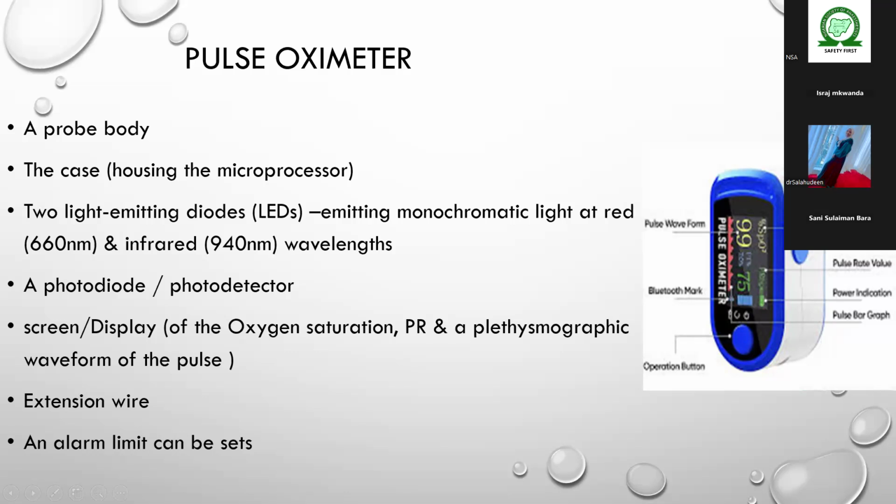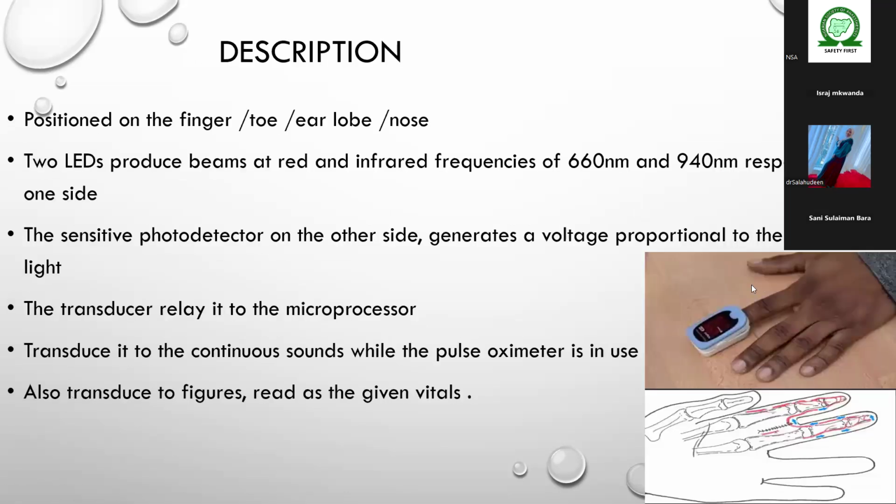So how is it used? It's positioned on the finger, usually the fourth and fifth finger because of their vascularity. It can also be placed on the toe, earlobe, or nose, where two light emitting diodes produce beams at red and infrared frequency, respectively, on one side. Then the sensitive photodetector on the other side generates a voltage proportional to the transmitted light, and the transducer relays it to the microprocessor. This microprocessor gives the figure that we read as the vital sign and also gives us continuous sounds as the pulse oximeter is in use.